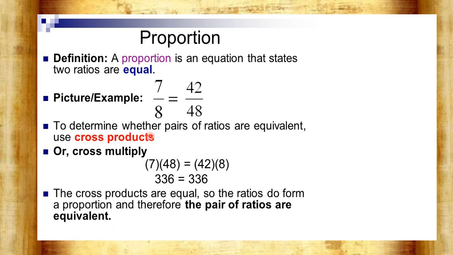Here, to determine whether pairs of ratios are equivalent, we use cross product: 7 into 48 is equal to 42 into 8, or we say 336 on both sides. Here, the cross products are equal. So the ratios form a proportion, and therefore the pairs of ratios are equivalent. Now, this we learned in the previous class. Today we are going to learn direct proportion.